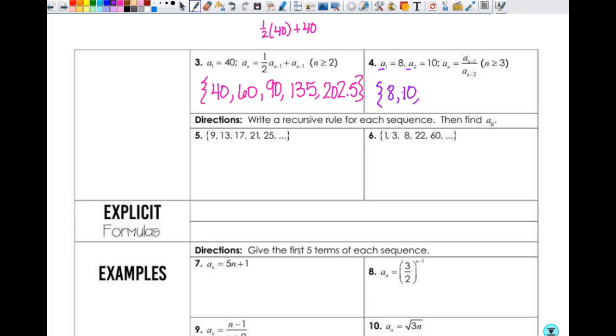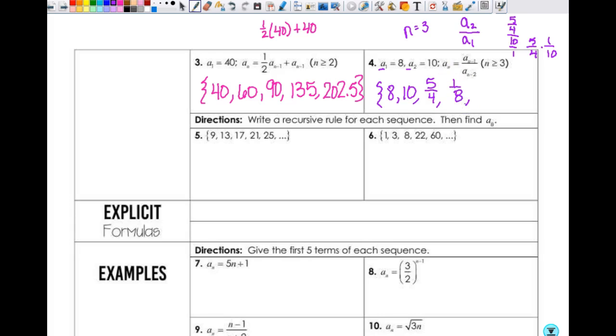Because look, y'all aren't even paying attention. Listen. When n equals 3, that means this is going to be a sub 2 over a sub 1, right? This is 1, this is 2. So I put 10 over 8. That gives me 5/4. Yes? Then to do the next one, I have to put 5/4 over 10. Are we capable of that? Yes, we put 5/4 over 10. I would put 10 over 1, right? Multiply by the reciprocal. 5/4 times 1/10 is 1/8. Good.